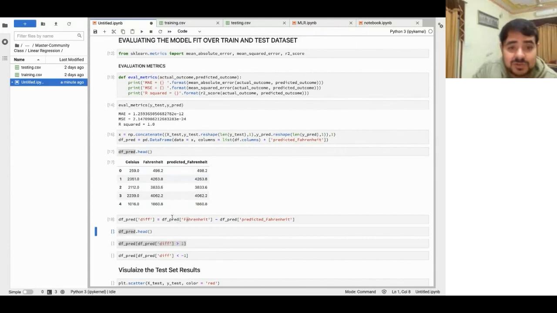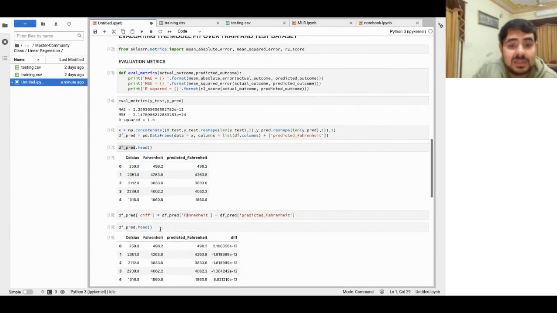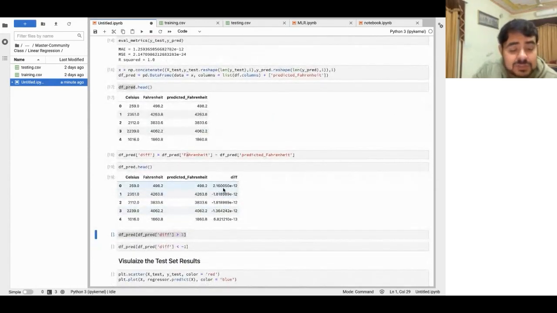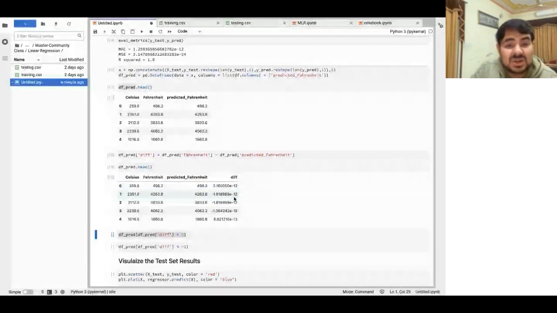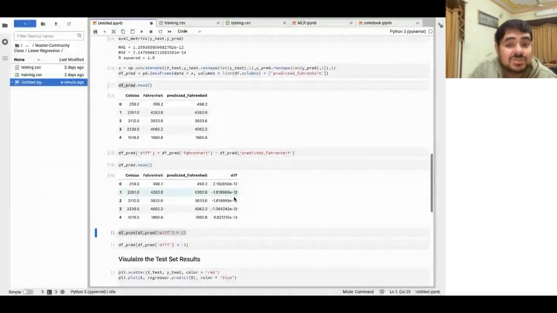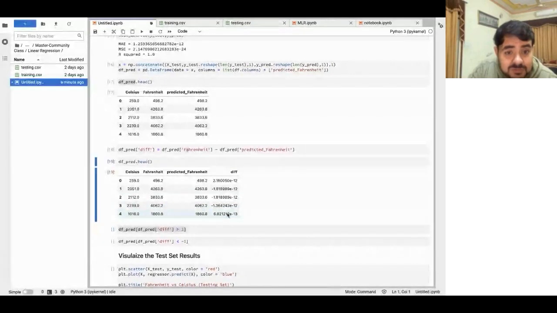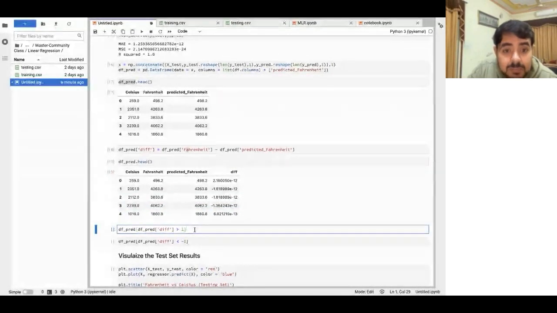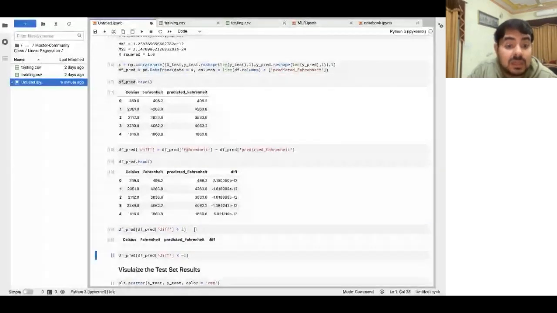If I just took a difference of Fahrenheit and predicted Fahrenheit, I took the difference and created a new column for our table, right? If you see these, we have some kind of difference values. When we go into further decimal points, it seems like okay, these are big numbers, but if you see, this is E minus 12, E minus 12. These are all mathematical notation to say that we have 10 raised to the minus 12 of a difference. So these are very, very small differences. So is there a point where we actually have a difference more than one? None. Is there a point where the difference is less than minus one? None.